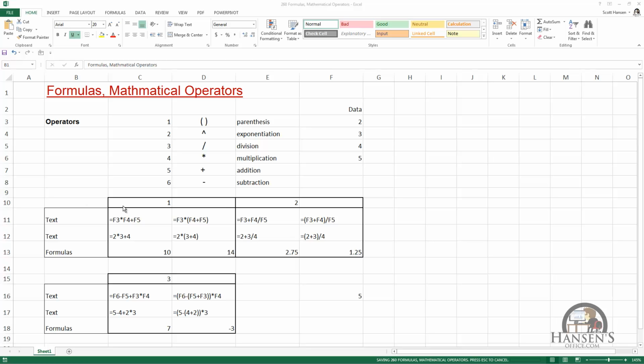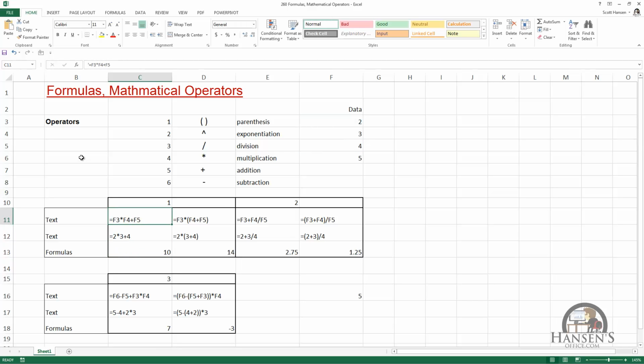So in group 1, we've got the text string that says F3 times F4 plus F5. Those references equate to the values 2 times 3 plus 4. So when we refer to the default order of operations, we know that multiplication is going to happen before the addition. 2 times 3 is 6, plus 4 is 10, and there's my formula with the references.